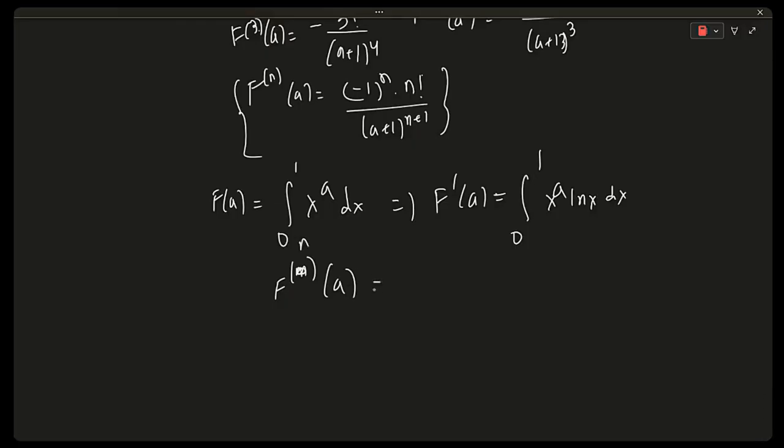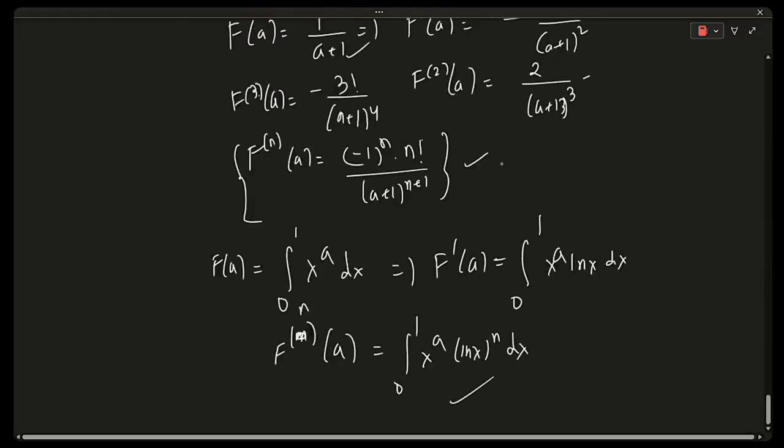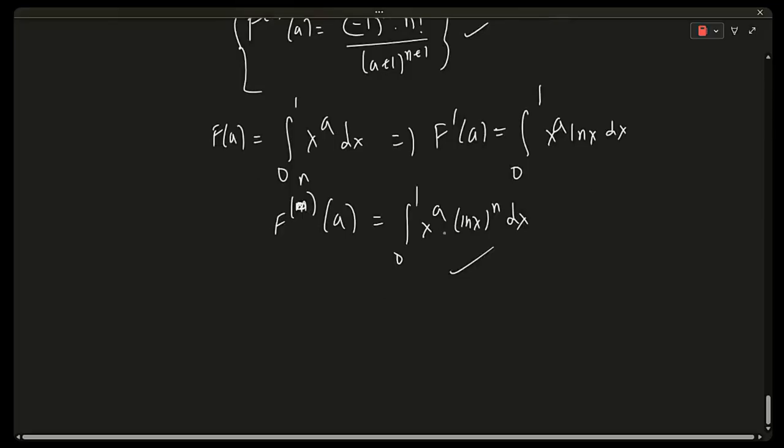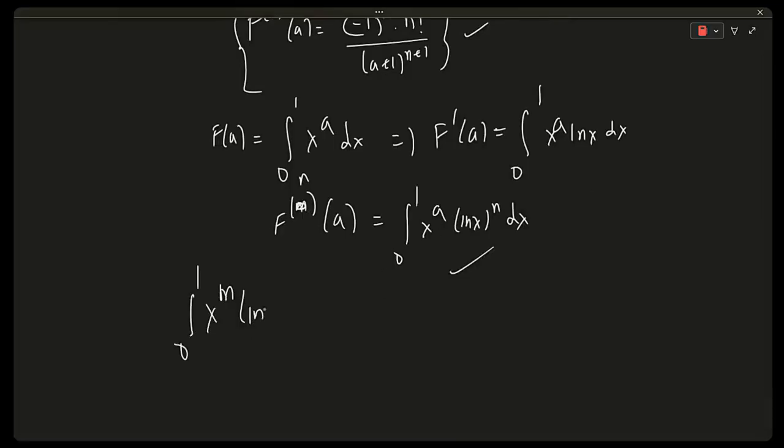N times to get integral 0 to 1 x to the power a into ln x to the power n dx. Now these two expressions are equal, therefore put the value of a as m. You can simply write integral 0 to 1 x to the power m ln x to the power n dx is nothing but minus 1 whole to the power n, n factorial by m plus 1 whole to the power n plus 1.